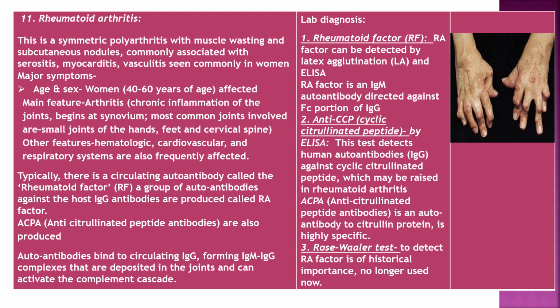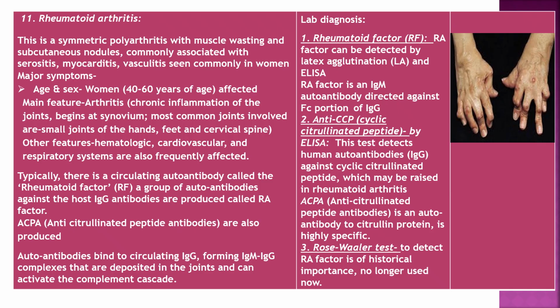Rheumatoid arthritis: this is a symmetric polyarthritis with muscle wasting and subcutaneous nodules, commonly associated with serositis, myocarditis, vasculitis, commonly seen in women. Major symptoms: regarding age and sex, women 40 to 60 years of age. Main features are arthritis, chronic inflammation of the joints, beginning at the synovium.